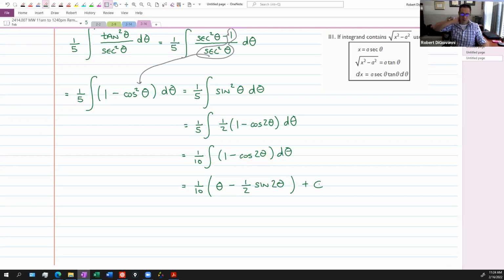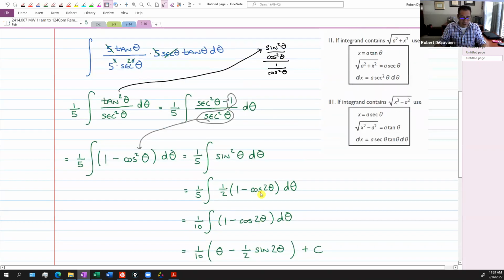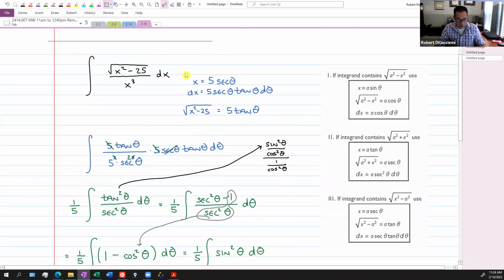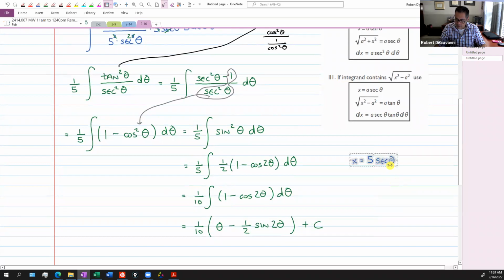Questions? We've done the antiderivative. Here's where you run into an issue. We need to know what sine of 2 theta is, right? And this is where I brought the reference triangle in the past, right? We take this piece right here. This is where we did our trig sub. We would take this and we would create our triangle. Let's go ahead and do that.